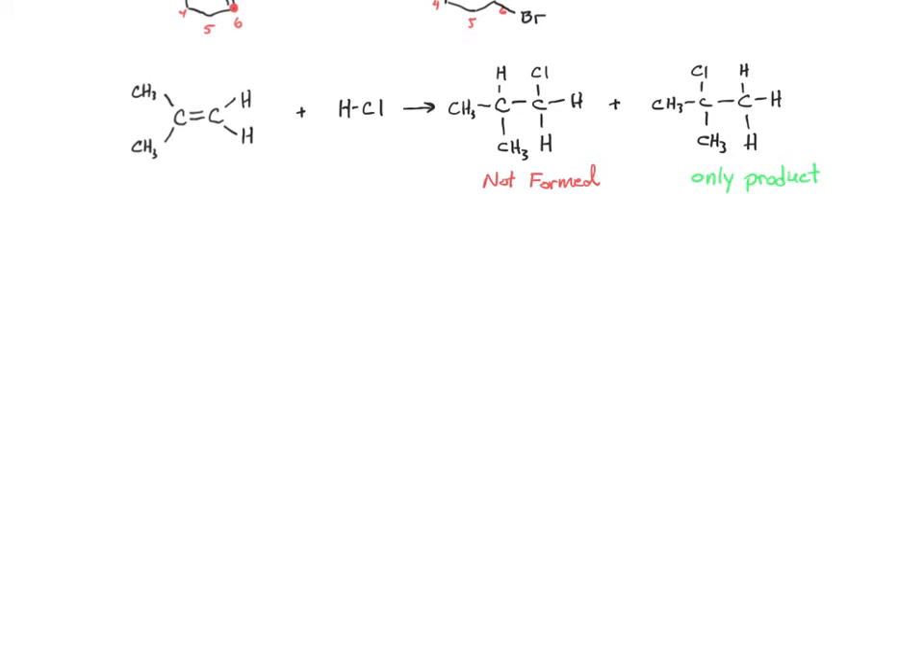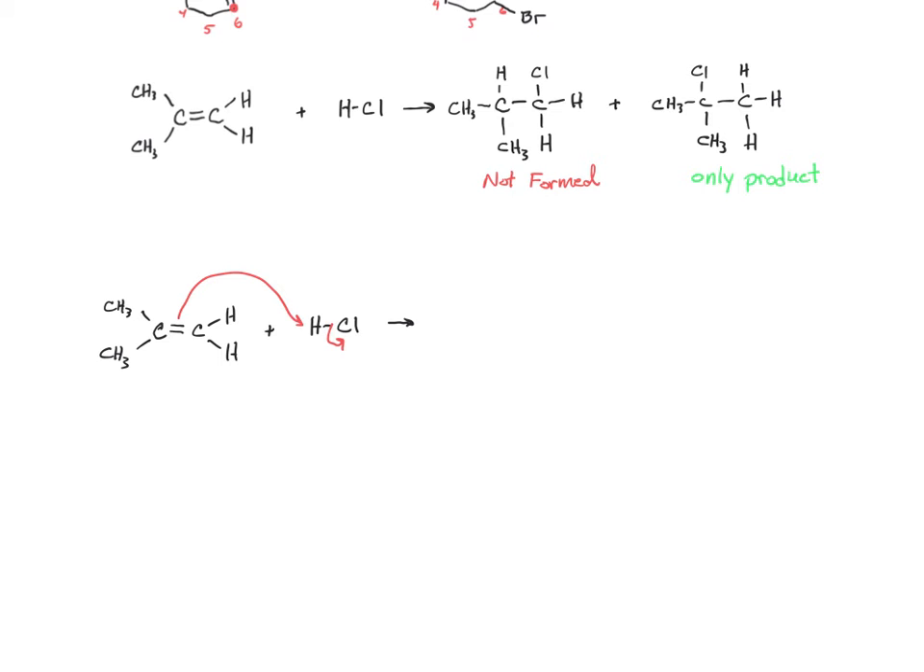Okay, so we need to be able to justify this. Now, we know that the first step of this mechanism is going to involve having the double bond attack the HCl. So that would look like this. And when that happens, we're going to wind up forming a bond between one of the carbons and hydrogen. The other carbon is going to be left with a positive charge. It'll be a carbocation.